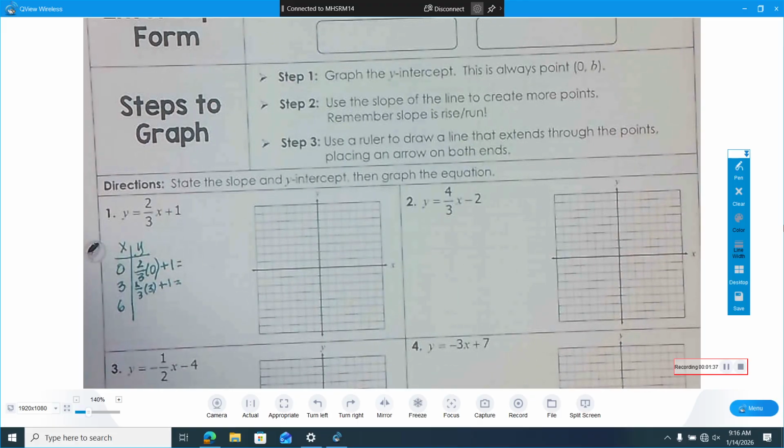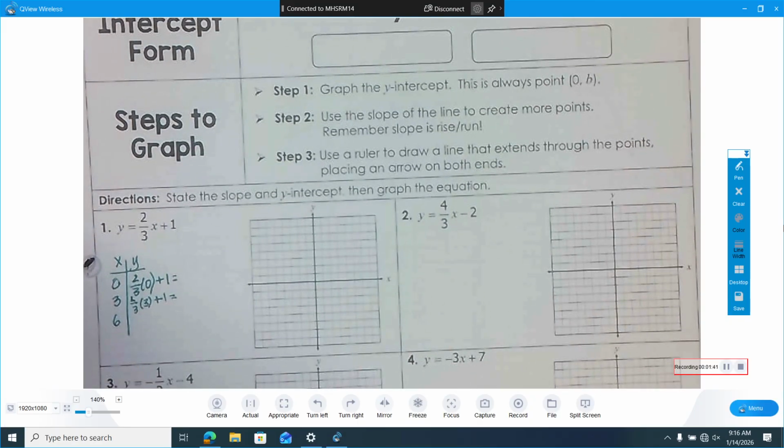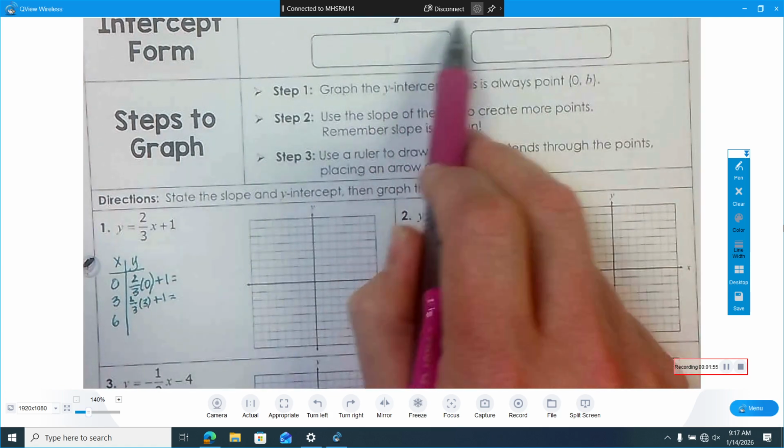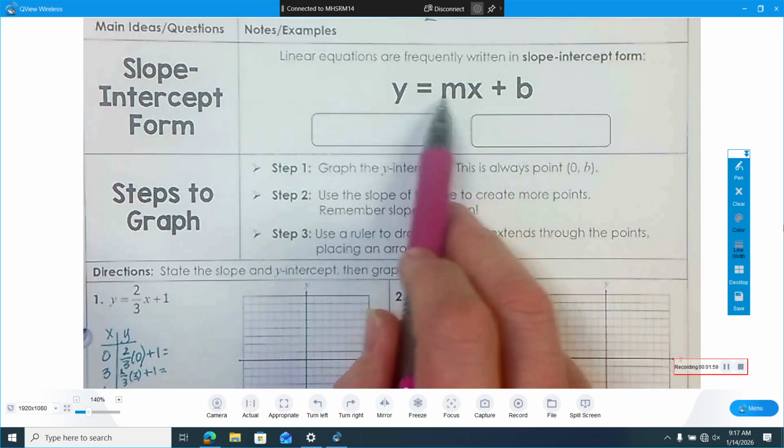But it turns out there is an easier way, and that uses our knowledge of slope, what we've been talking about, the rise over the run, and just good, where do we start? So here is the form that we are using. This right here is the form that we're using today.